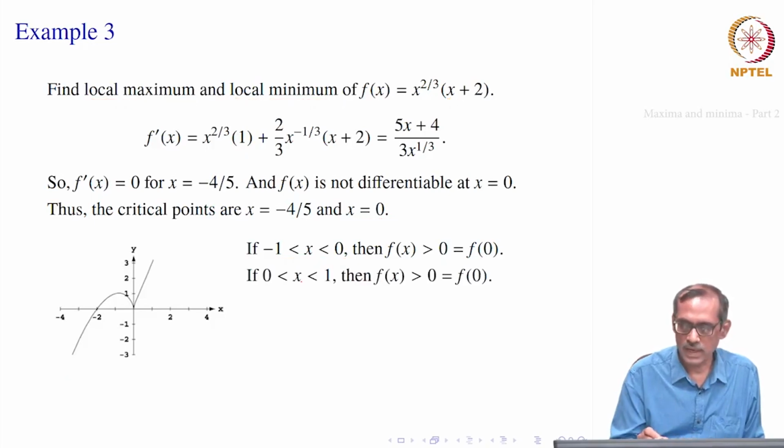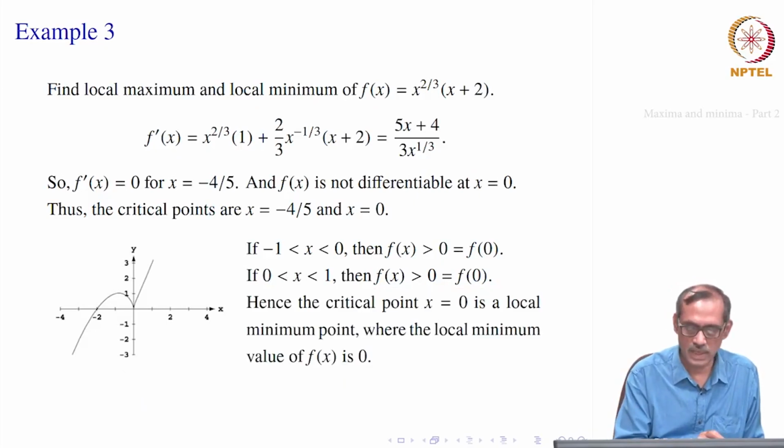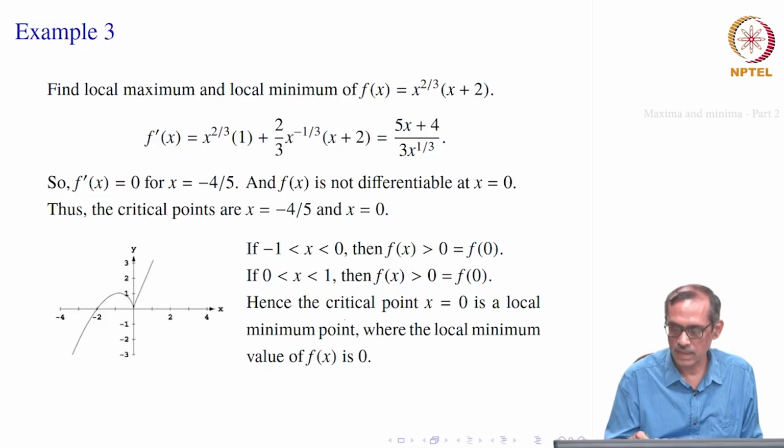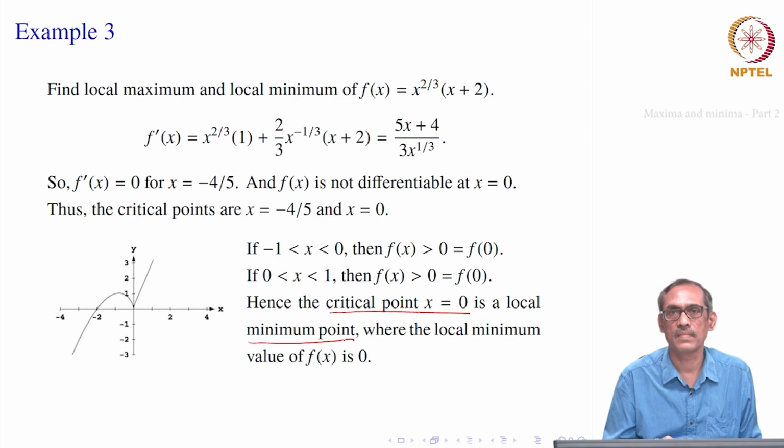Now, you take a right neighborhood, there also you find that f is bigger than f of 0. So, at 0 there is a minimum, right. So, critical point x equal to 0 is a local minimum point, where the local minimum value of f of x is 0.